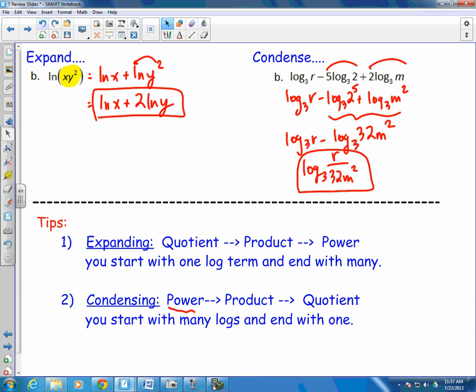Once again, if you're condensing, you start with many logs and you end with one. Don't end with multiple logs. If you know you're supposed to condense, you're supposed to end with one thing. So hopefully that helps you to expand and condense a little bit better.